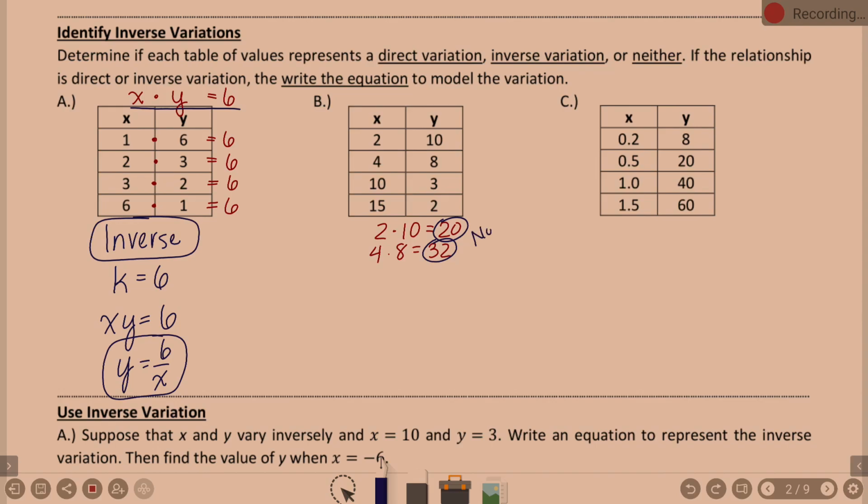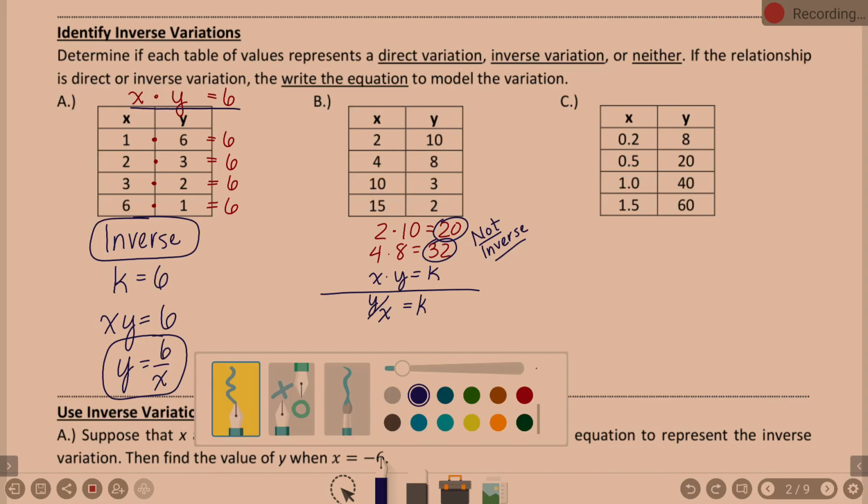I figured out real quick that those are not the same. So what do I know right now? This is not inverse like the last one. Okay? Because I tried to do x times y to get a k value, and I failed at it. Because I can only have one k value. What's the other alternative? The other alternative is do y divided by x to get a k value. Did you try that? Yeah. It didn't work either? No.